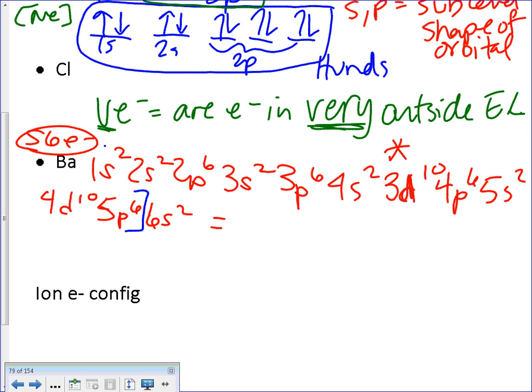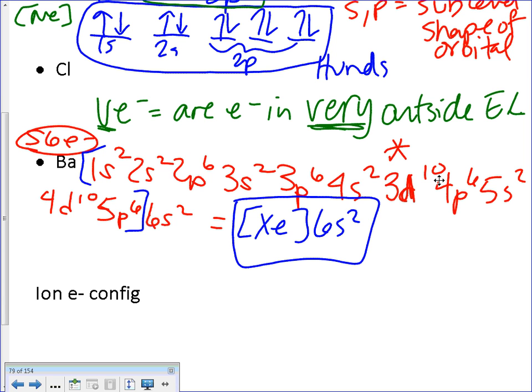That's this right here. Everything in brackets, all that is xenon, right? You with me? So instead of writing all that, just go xenon, 6s2, just to finish off the last bit, that gets you to barium. So that's only acceptable when I say shorthand or noble gas shortcut. If I say longhand, I want longhand. This is shorthand. Second, I want you guys to tell me how many valence electrons are here.